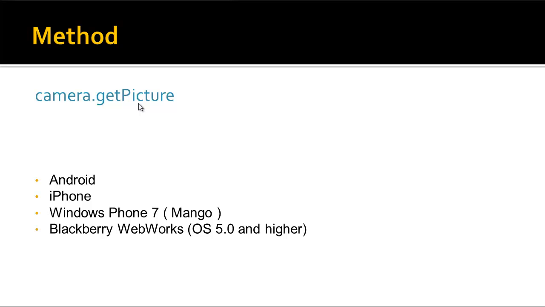picture. It will allow us to gain access to the photo library of the device, so we can look at all the existing images that have been saved onto the local storage of the device. It will also allow us to gain access to any saved photo albums on the device. Now, this method is supported on the Android, iPhone, Windows Phone 7 Mango, and the BlackBerry WebWorks OS 5.0 and higher platforms.